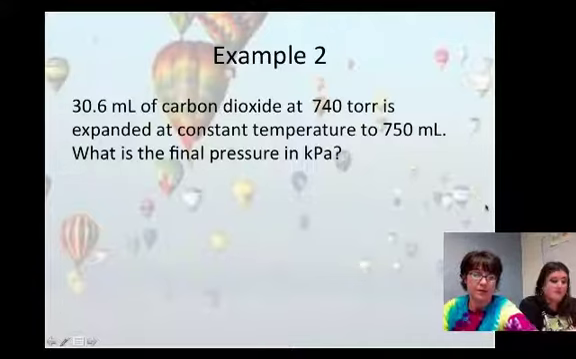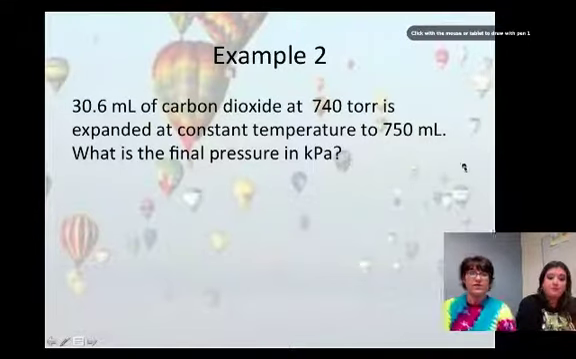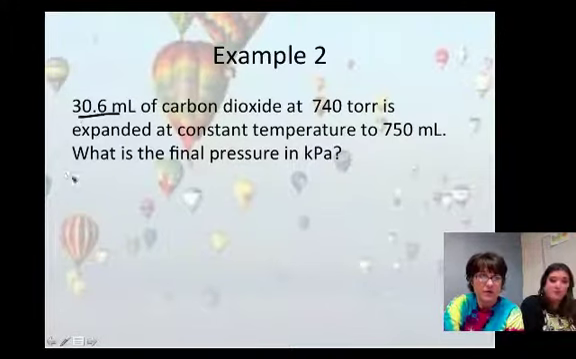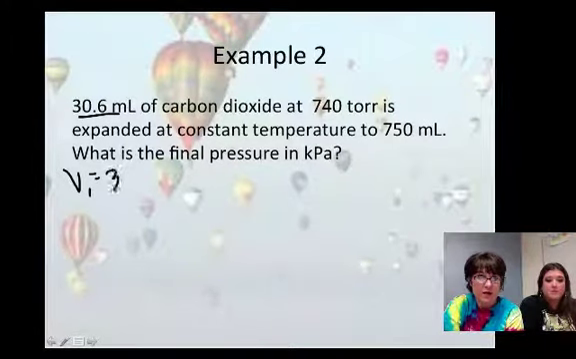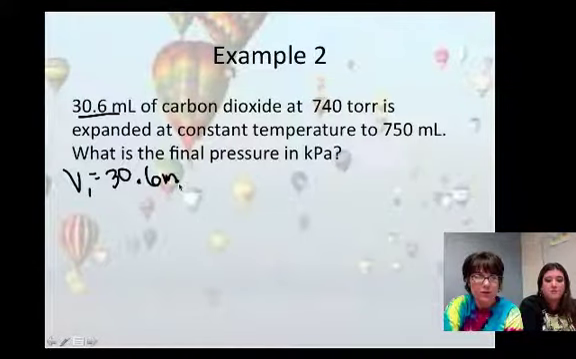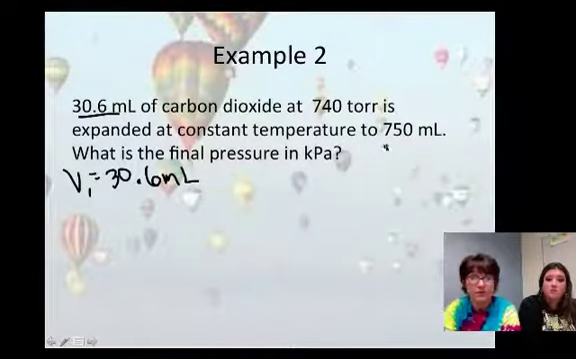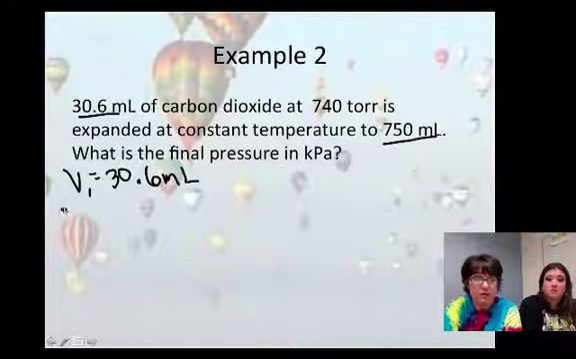Example 2. So now that we've worked this through carefully, we're going to take this one at a faster pace. Here's our volume, V1, 30.6 milliliters. Do you suppose we'll need to convert to liters, or can we leave it this way? Well, if our second volume is also in milliliters, they probably cancel. All right, well, it is. So V2 is 750 milliliters. I'm not going to bother then converting.